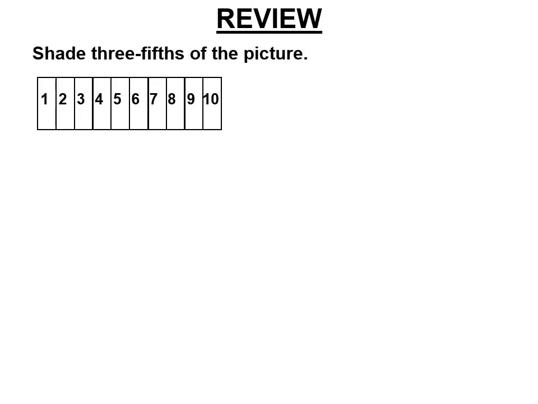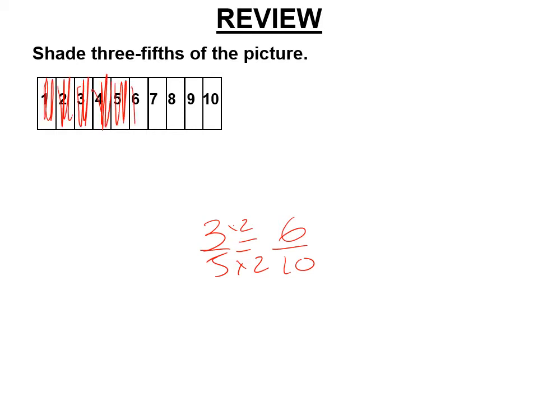Shade 3/5 of the picture. Wait, there's 10 things there, right? But we're doing equivalent fractions. So we are shading 6 out of 10. Don't shade 3 out of 10. That's not 3/5. 6 out of 10 is equal to 3/5.